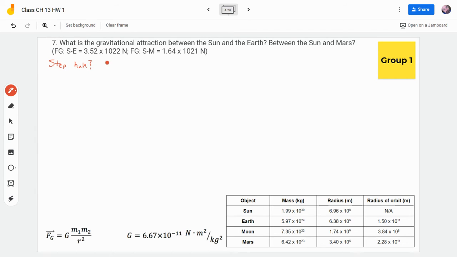All right, so for the first part, part A, I could have numbered it this way: F sub G, force of gravitational attraction between the Sun and the Earth. Let's call it sub SE. This is some number of newtons. And in the next part, what is the force of gravity between the Sun and Mars? So SM. This is some number of newtons.